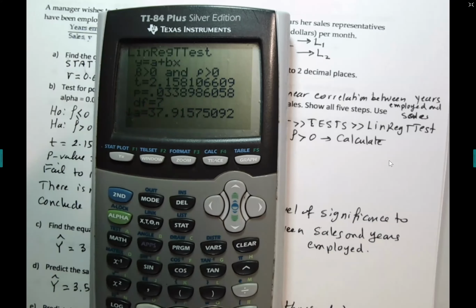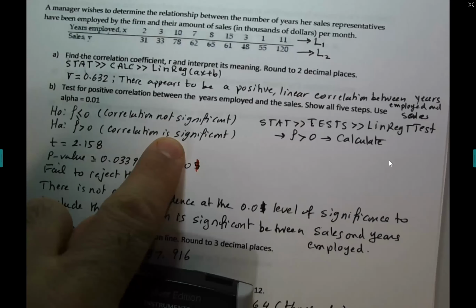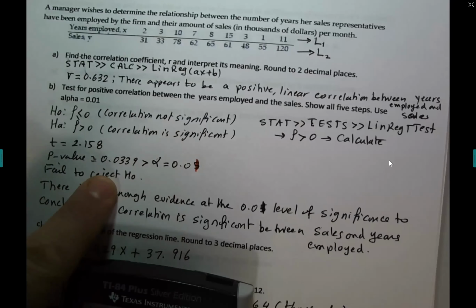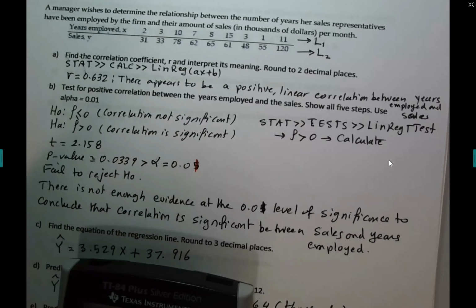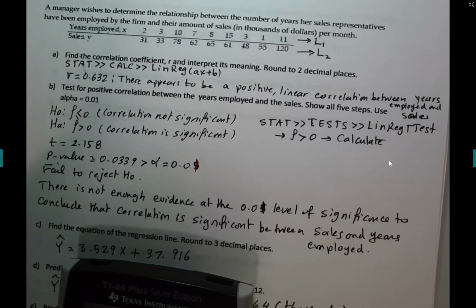And I had one more question. How do you know which one is in the claim, so we can say if there is? Always the claim is in the alternative here. Always we're testing the alternative. So we don't put where the claim is. In H0, we put correlation is not significant. And in Ha, we put correlation is significant. So if you fail to reject H0, you say there is not enough evidence to conclude that correlation is significant. If you reject H0, you say there is enough evidence to conclude that correlation is significant.